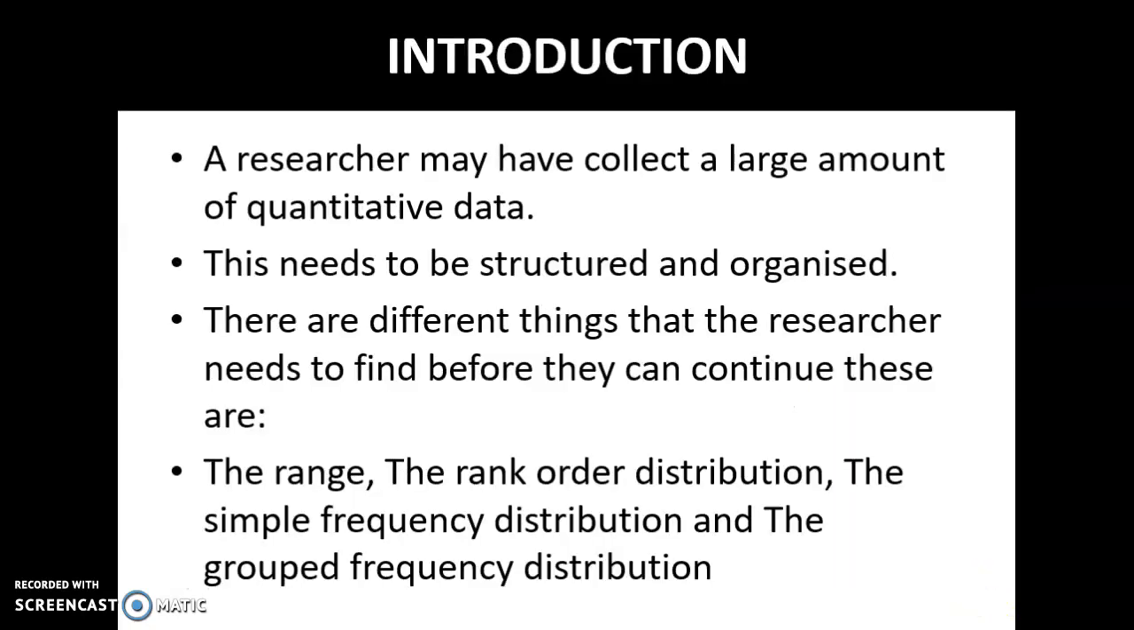Data preparation. A researcher may have to collect a large amount of quantitative data, and then the data they've collected needs to be structured and organised. This is so that it can help them identify any anomalies in the data, any patterns, or anything that they think probably shouldn't be there. So there are different things that the researcher needs to find before they can continue, and these are the range, the rank order distribution, the simple frequency distribution, and the group frequency distribution. I'll explain these in a moment.